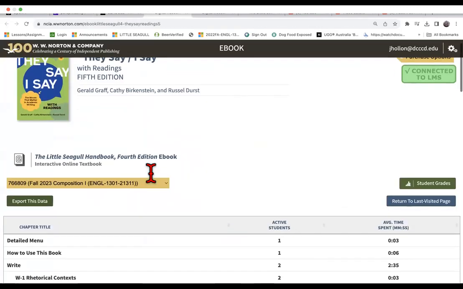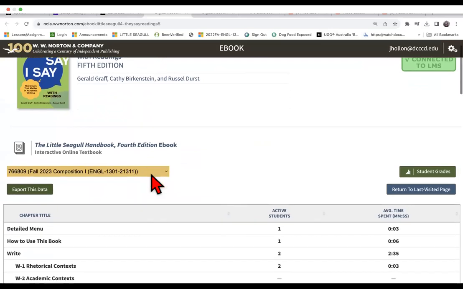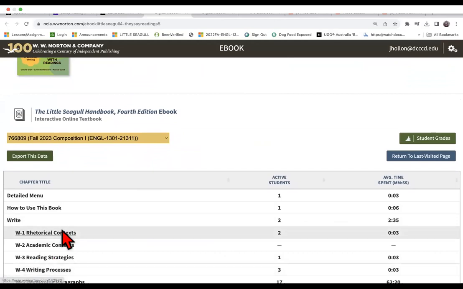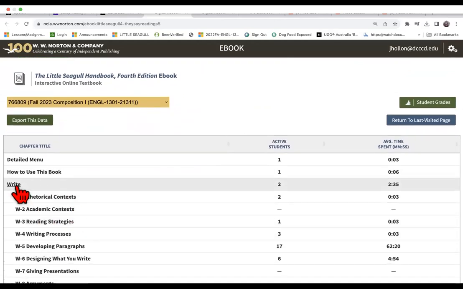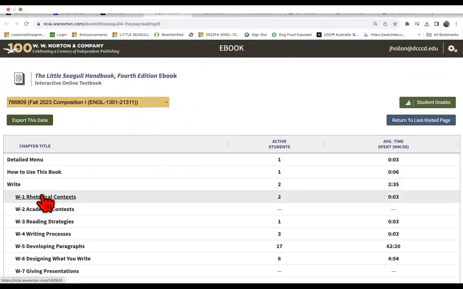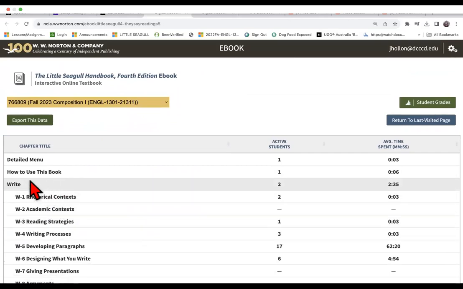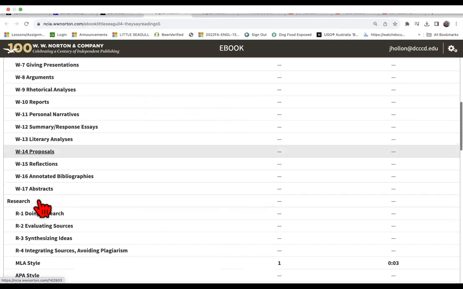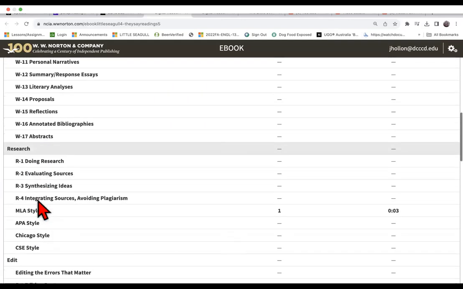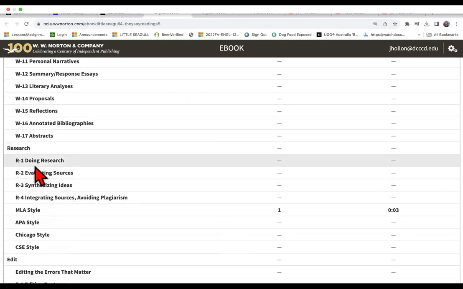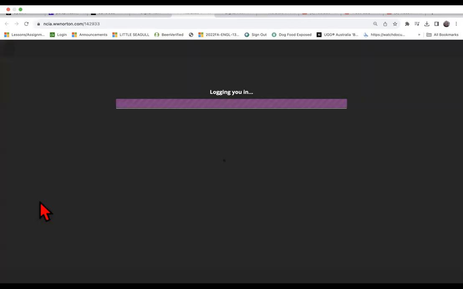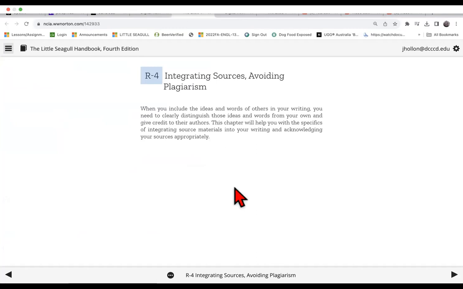One of the reasons I'm showing this to you is because it's in section R, and these are not alphabetical. It's according to what the main thing is that it talks about. And this is writing, so those are W. But research is where we're going to go, and we are going to go to R4. Now, we're not going to start there.